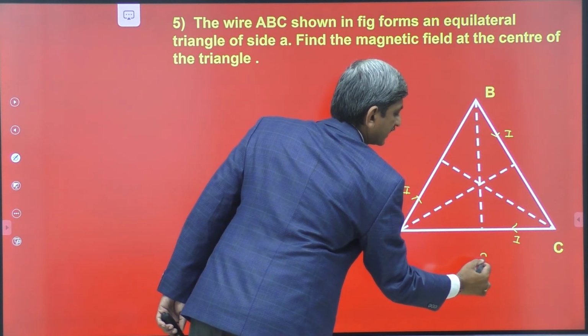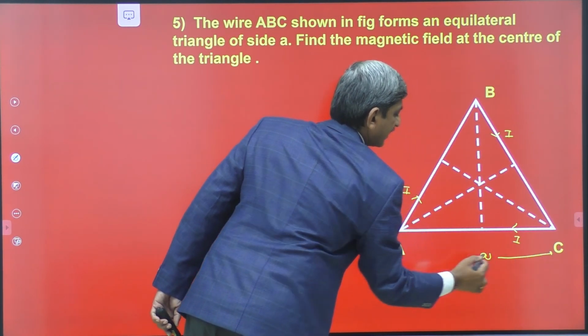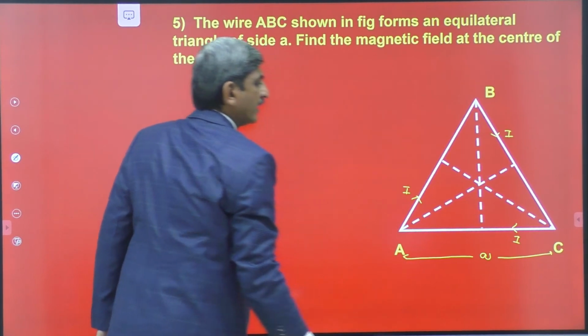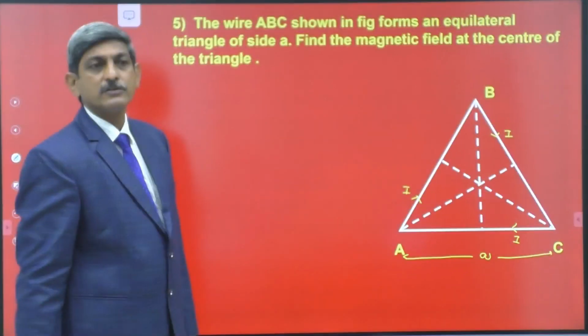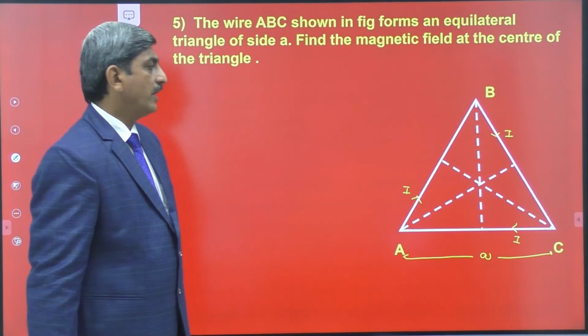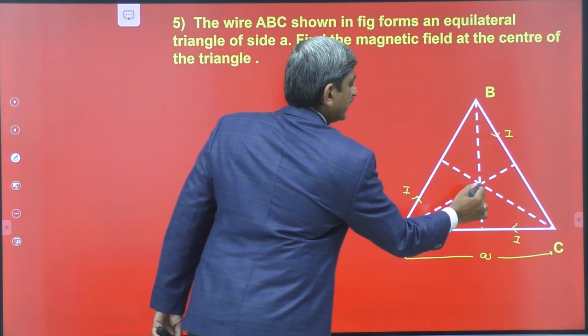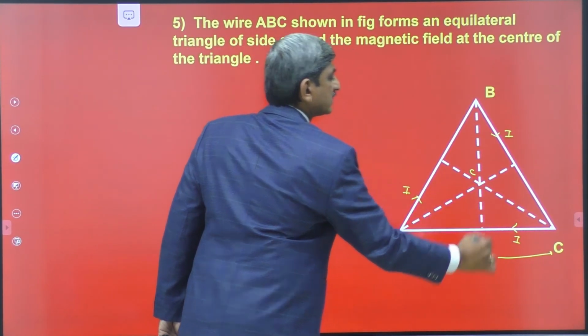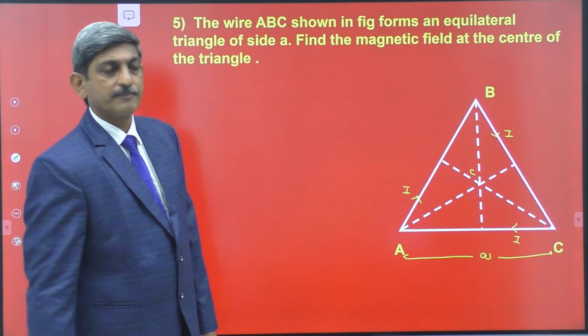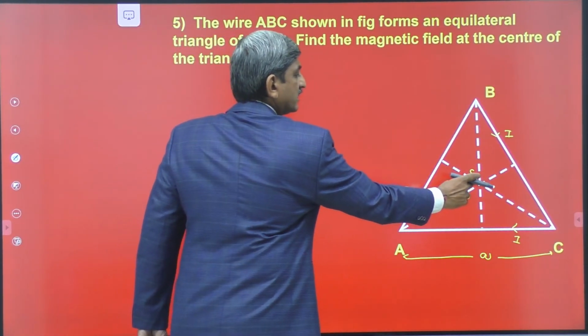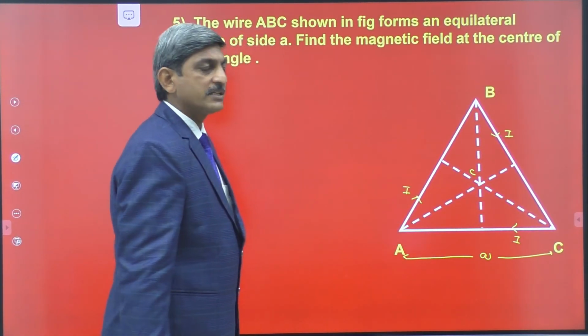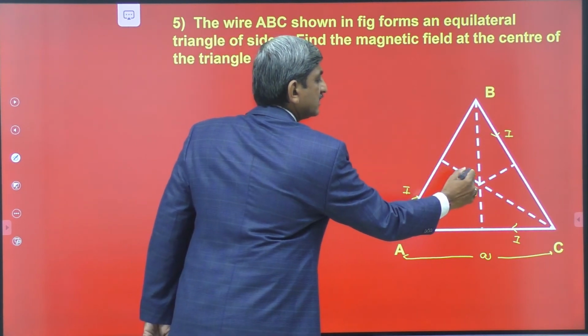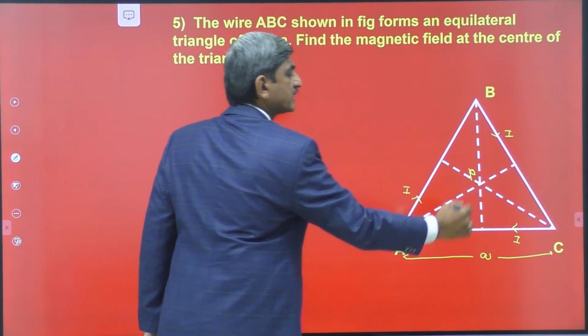And here, the side of the triangle is given as A. Now, due to this wire, we want to determine the magnetic field at the center of the triangle, which is nothing but the centroid of the triangle. This is the point of intersection of the three medians, which is nothing but the centroid. Let it be represented as the point P.